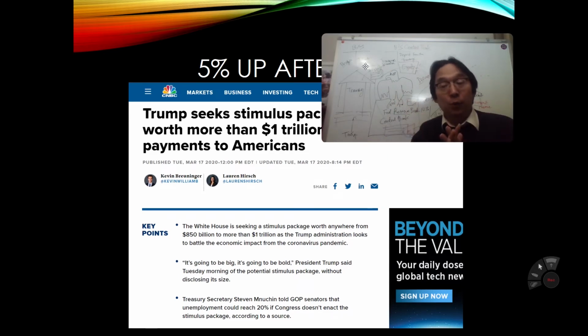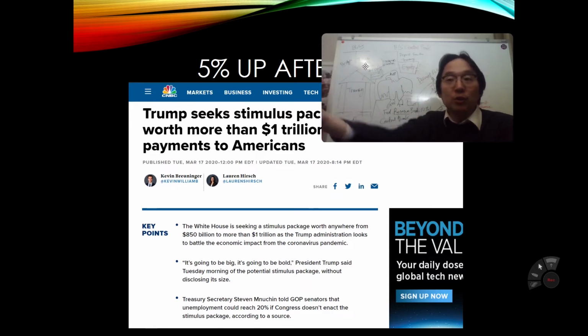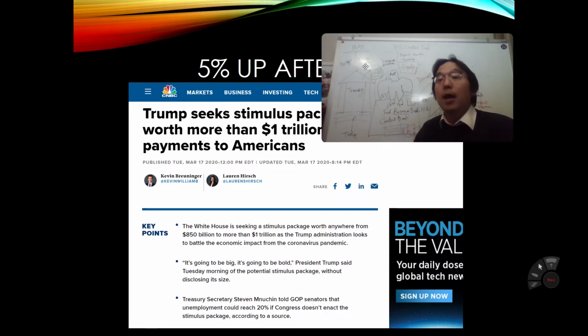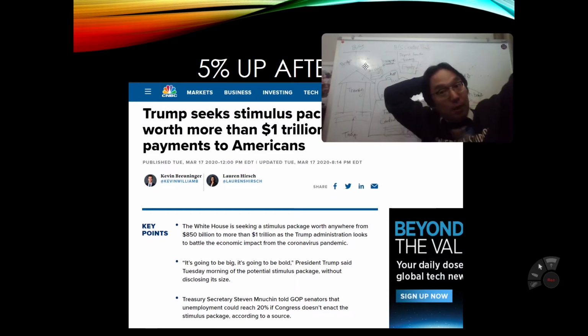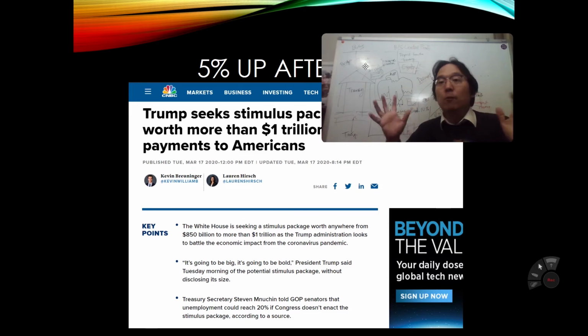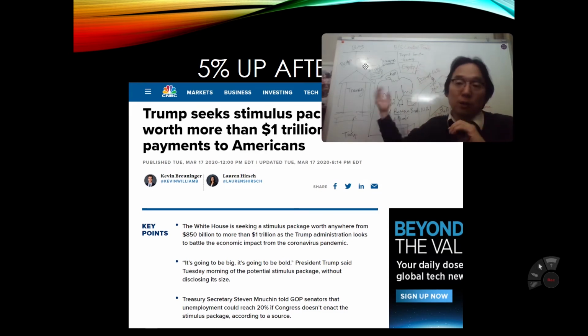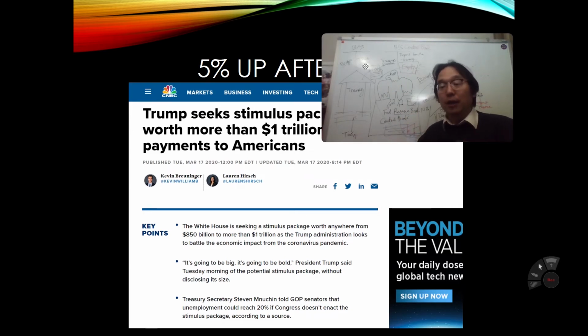That was what Greg Mankiw was arguing about. Mankiw rather said give $1,000 to each individual in the United States so that they can spend and help those people in the business somehow. So that was what Jerome Powell was not able to address. That's why the stock price plunged 10% or more, even after that announcement.